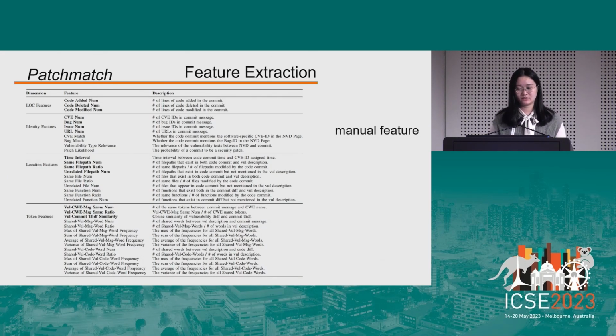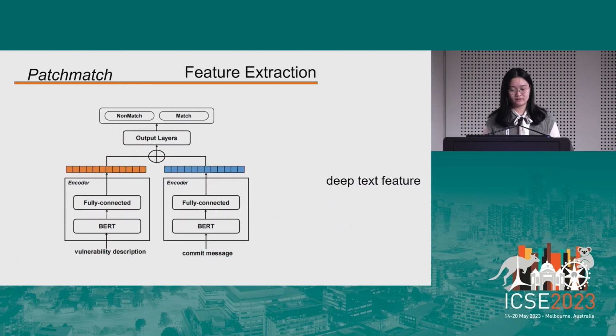When dealing with textual data, we use two methods to construct features. The first is manual features, which consist of 4 dimensions: lines of code, identity, location, and token. The second is deep text features. We use BERT, one of the state-of-the-art pre-trained models, to generate the encoding features of the vulnerability description and commit message.